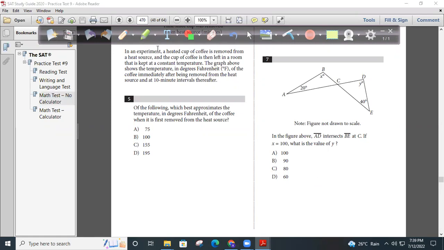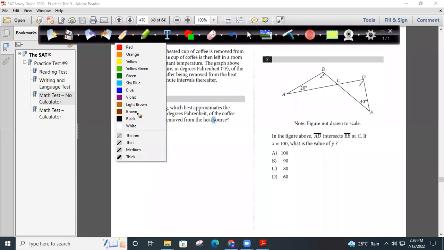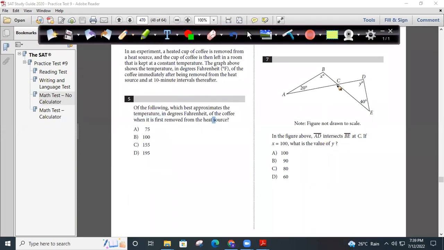Perfect. Good, very good. Excellent. So everyone is solving. A simple question, and the answer should be what they're asking. So AD and BE intersect at C. If X is equal to 100, this is 100, 100 plus 120.